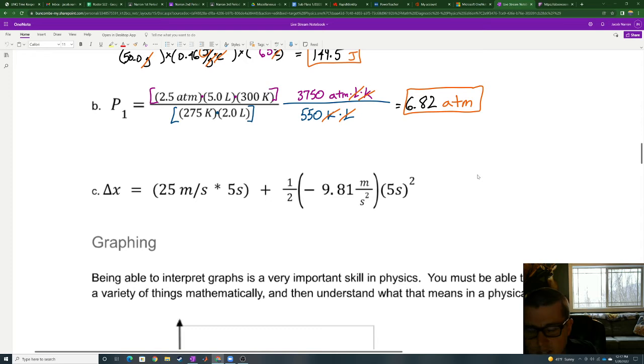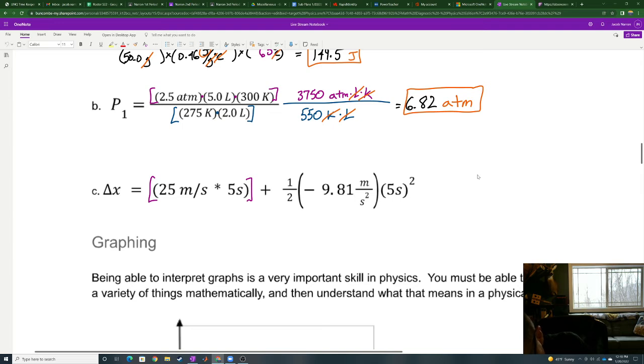C, we have delta X equals 25 times 5, plus 1/2 times negative 9.81 times 5 squared. That's a negative, that's important. Okay, so exponents are pretty high up in the order of operations, but first we actually have parentheses. So the first thing I'm going to do is 25 times 5. Parentheses is going to happen first.